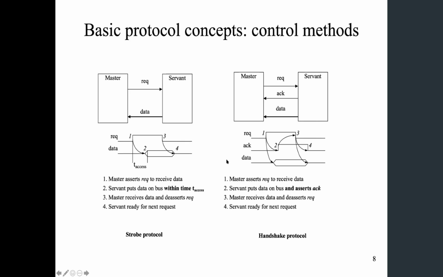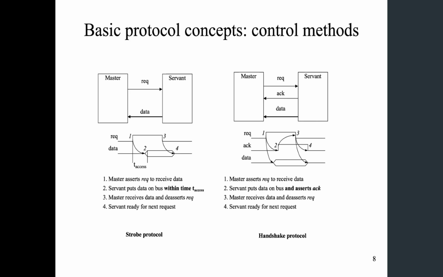The one on the right side is a little bit complicated. We call it Handshake Protocol. Physically, you can see that we have one more signal. We have an ACK, which stands for acknowledgement. Still, we are transferring data from the servant to master, and the master initiates such transaction.